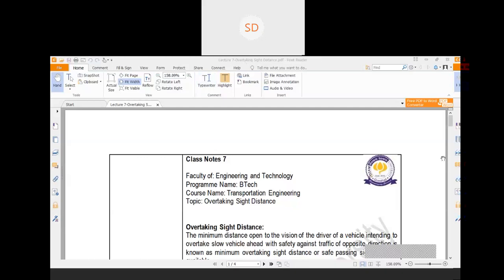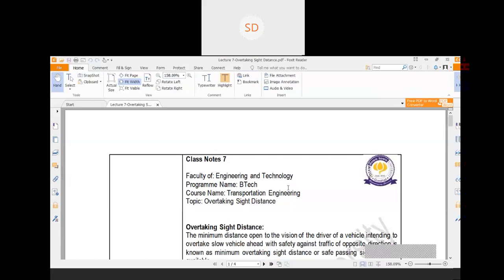Okay. So, in our previous class, we discussed the basics of sight distance and the different types of sight distance. After that, we also discussed the stopping sight distance. I suppose that stopping sight distance is clear to you. Let us move forward. In this class, we will discuss the overtaking sight distance. This overtaking sight distance is also very important.